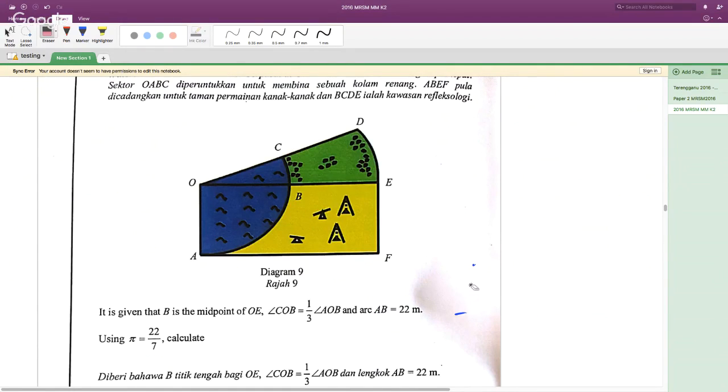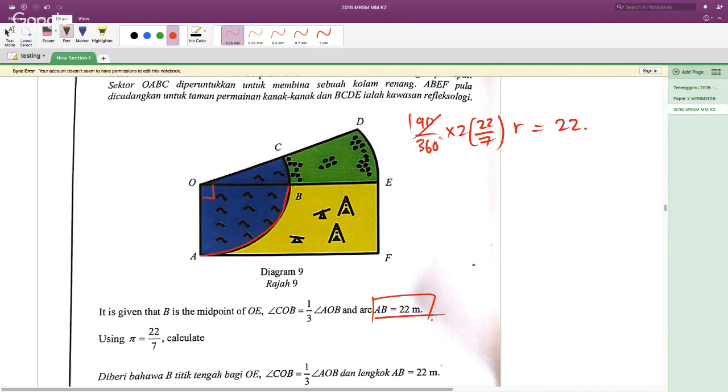Okay, so because this is arc length AB, the question is just so tricky. Maybe I just wasn't careful enough. That means only here. So that's why this is 90 degree, isn't it? So 90 degree, if you just do 90 over 360 multiply 2 pi r is equals to 22. So this is 1 over 4, and then I simplify. This is 44. Over here, 1, here will be 11. So r equals to 22 multiply 7 over 11.